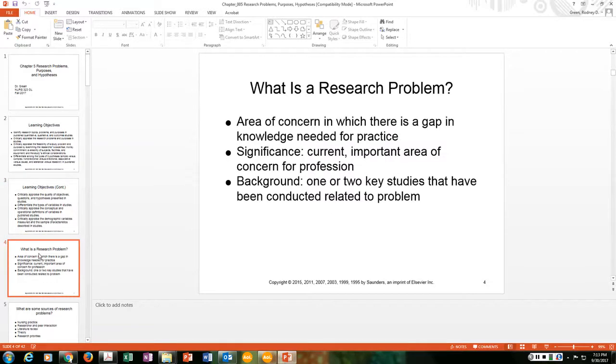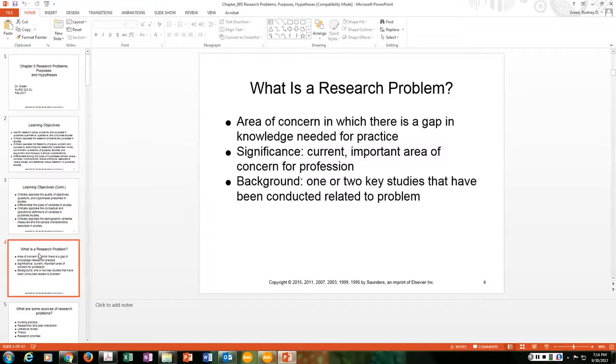So what is a research problem? A research problem is an area of concern in which there is a gap in knowledge needed for practice. It must be significant. It is a current, important area of concern for the profession. There are one or two key studies that have been conducted related to the problem that tell what we know about the problem. And then there is a statement of the problem.